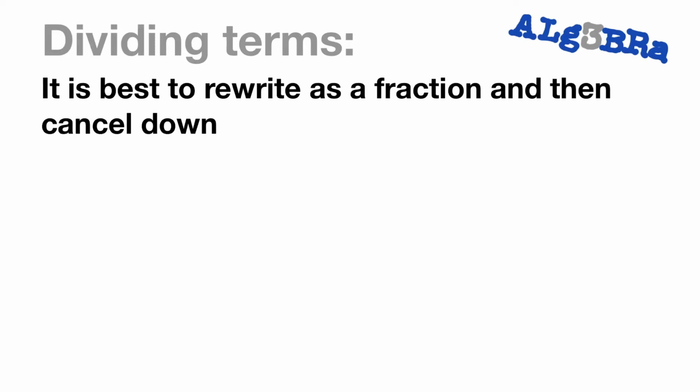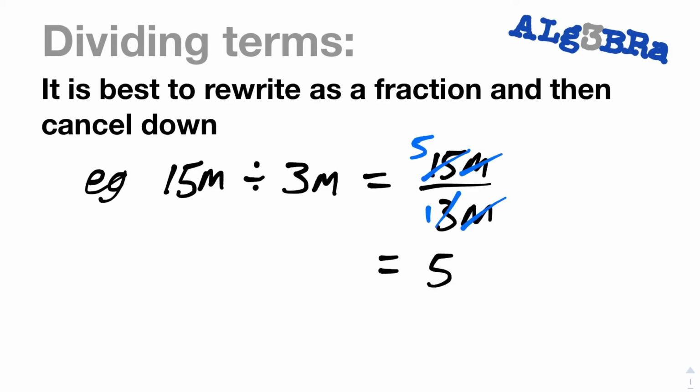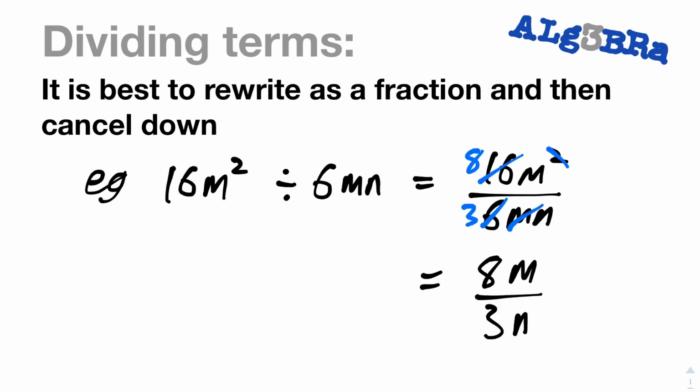To divide terms, it is best to rewrite them as a fraction and then cancel down. So here, we would rewrite it as a fraction, and we would see that 3 goes into the top and bottom and m goes into the top and bottom, and we would end up with 5. In this example, we would again write it as a fraction, and we would see that 2 goes into the top and bottom and m goes into the top and bottom. And we would end up with 8m over 3n.